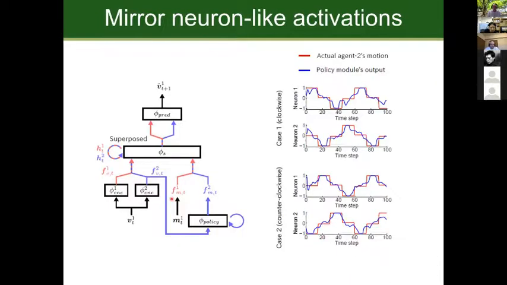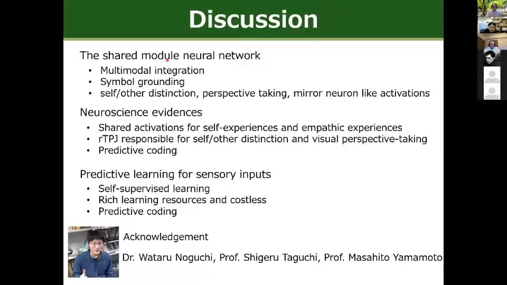I'm sorry that I took so much time. Actually, if we use the shared module neural network, multimodal integration, symbol grounding, and self-other distinction can be performed. And neuroscientists found some evidence for the shared module neural network. So we believe that the shared module neural network somehow exists in our brain. That's my message. Thank you so much.